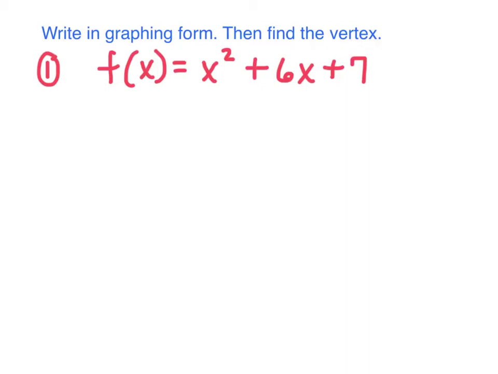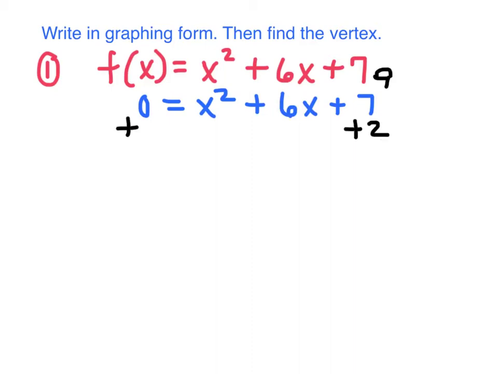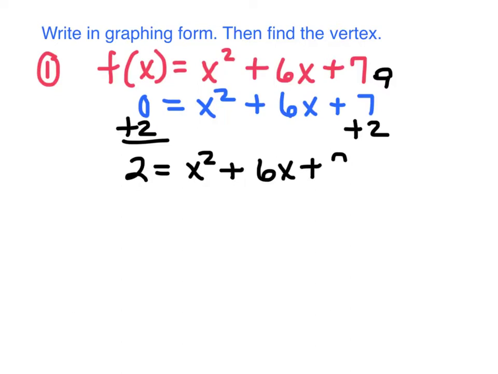All right, so first thing, I'm just going to put 0 equals x squared plus 6x plus 7, and I need to complete the square. All right, so I'm going to come to this term. Half of 6 is 3, squared is 9, so I need this to be a 9. Okay, so I'm going to have to add 2 to this side, add 2 to this side, and I get 2 equals x squared plus 6x plus 9.